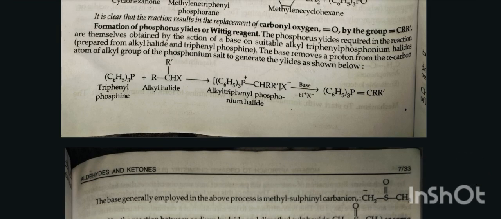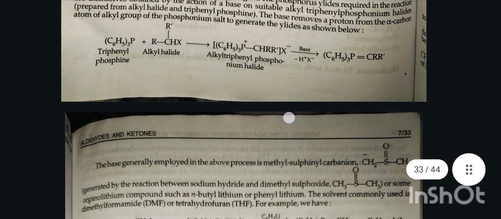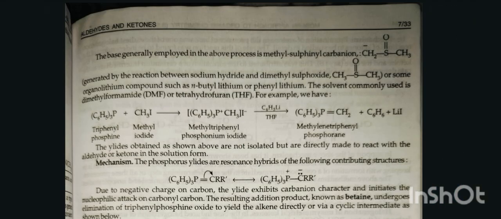It is clear that the reaction results in the replacement of carbonyl oxygen double bond O by the group double bond C R R dash. Ylides are themselves obtained by the action of base on suitable alkyl triphenyl phosphonium salts prepared from alkyl halide and triphenyl phosphine. The base removes a proton from the alpha carbon atom of the alkyl group of phosphonium salt to yield ylide as shown below. The base generally employed in the above process is methylsulfinyl carbanion, generated by the reaction between sodium hydride and dimethyl sulfoxide, or some organolithium compounds such as n-butyl lithium or phenyl lithium.